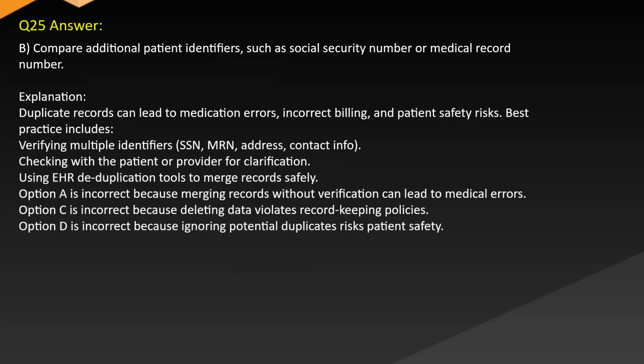Answer: B. Compare additional patient identifiers, such as social security number or medical record number. Explanation: Duplicate records can lead to medication errors, incorrect billing, and patient safety risks. Best practice includes verifying multiple identifiers, SSN, address, contact info, checking with the patient or provider for clarification, using AI deduplication tools to merge records safely.